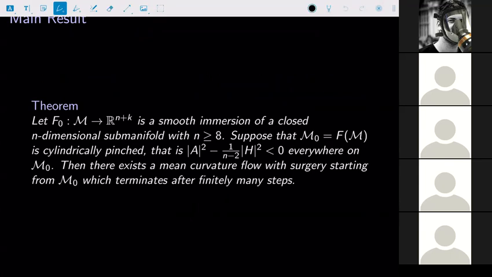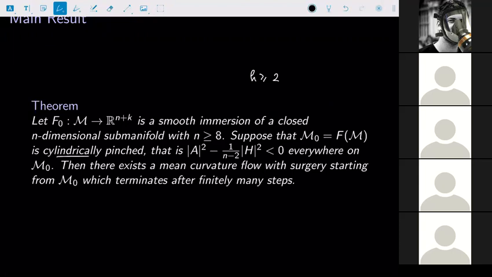And here we will mostly be concerned with the case when k is greater than or equal to 2. This is usually known as high codimension, so it is not the hypersurface case. But the results do apply for n equal to 1, k equal to 1 as well. There are actually some better results where you can use the special structure of being a hypersurface in that case. And so here, we consider a submanifold M0, which is cylindrically pinched.